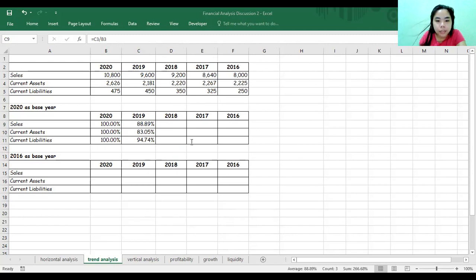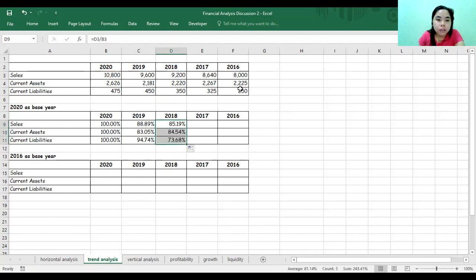Trend analysis, yes. So for 2018, what I have done in 2019 is, since our base year is 2020, so that you won't be confused: when we speak of base year, that would be our denominator. For 2019, for example, the amount here would be our numerator, and our denominator is our base year, which is 2020. So for 2018, same.